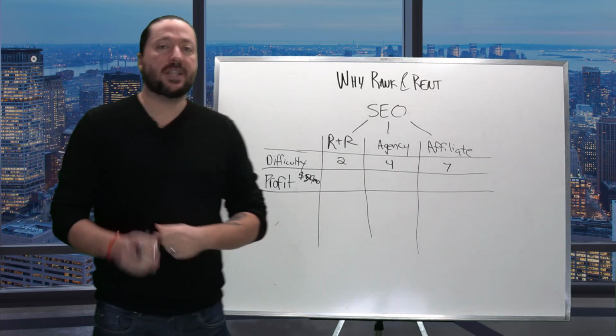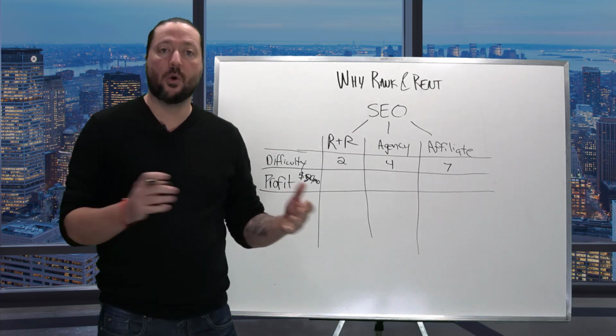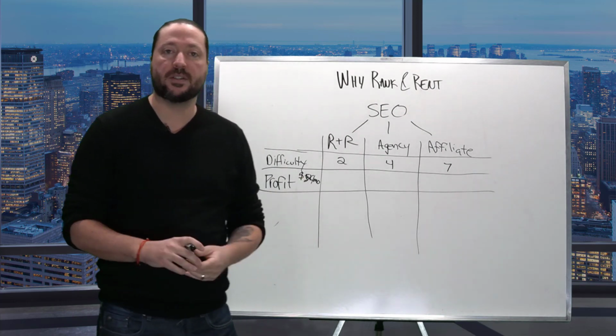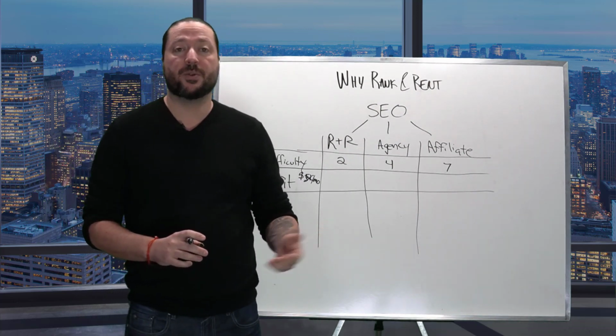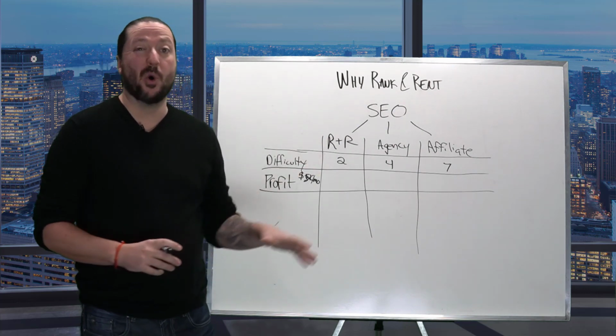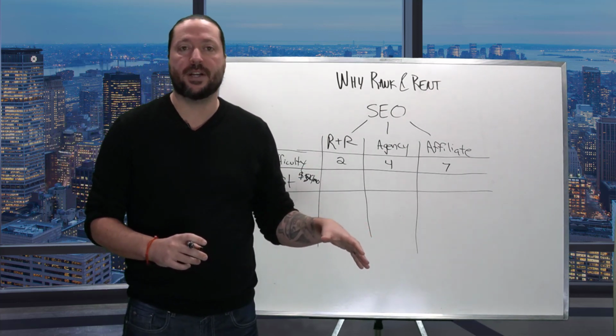Well, with Rank and Rent, typically we're going to talk about going after lower cost markets, smaller things. So you're going to be demanding a smaller price for your websites, typically $500 to $1,000 a month. So if we're on the low end of that, even 500, that means you have to go out and sell 10 clients on your services.